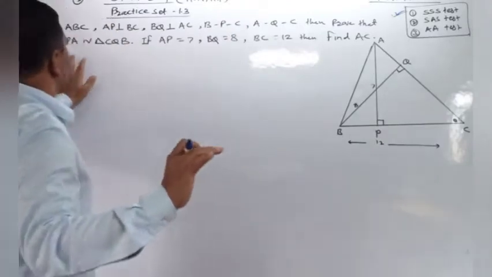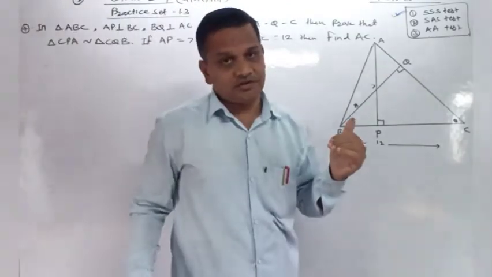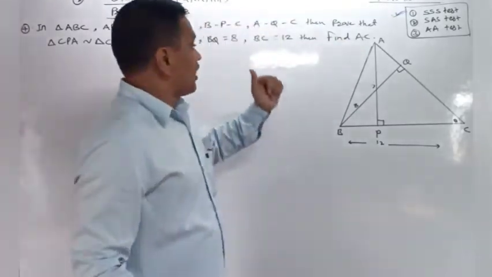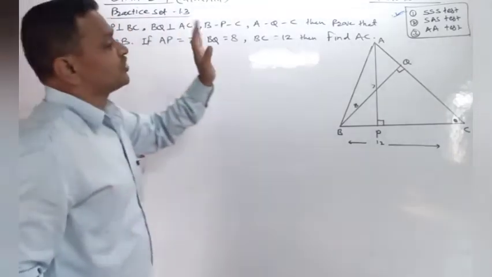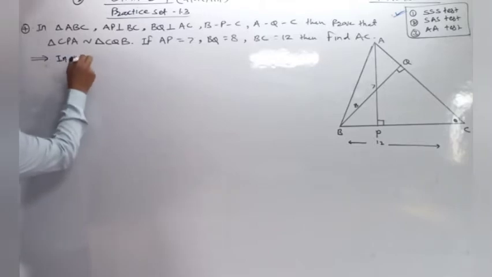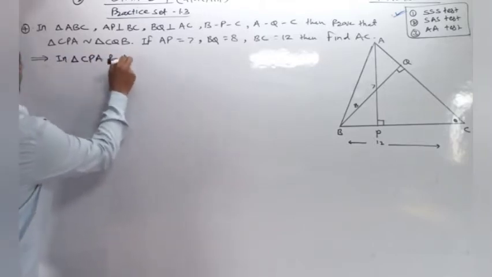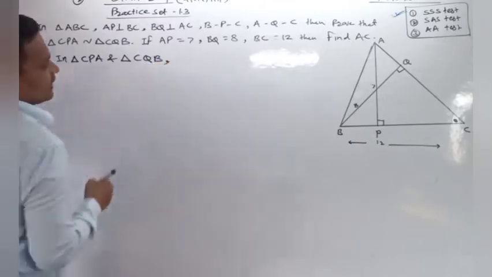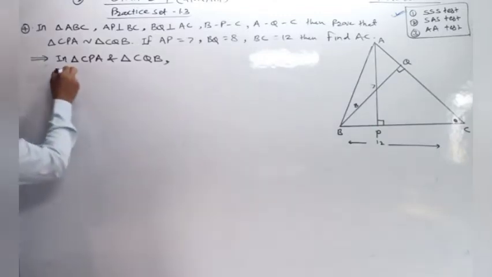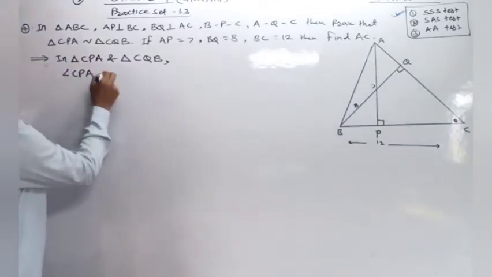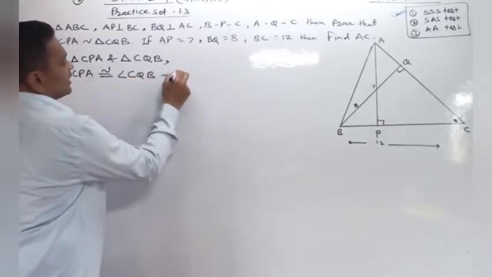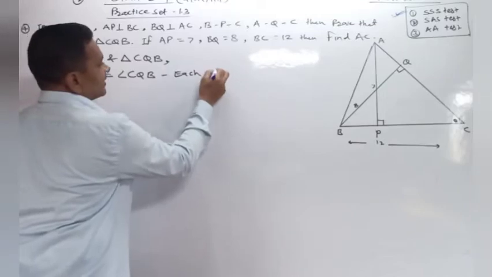If two triangles are similar, then their corresponding sides are in proportion. Then by writing the corresponding sides in proportion, we can find the value of AC. Understand? Now I am going to write: in triangle CPA and triangle CQB, angle CPA is equal to angle CQB. Why? Each is 90 degrees, right?